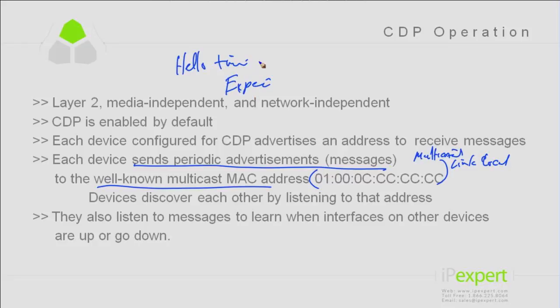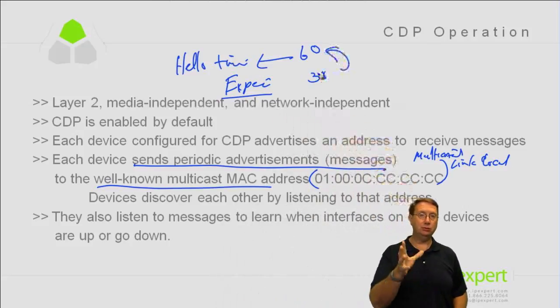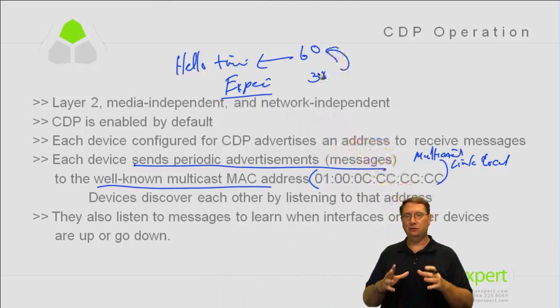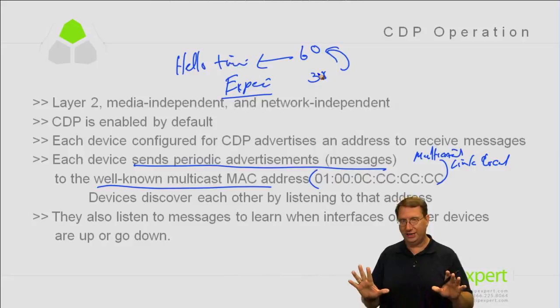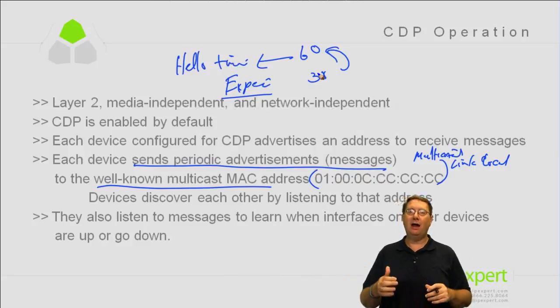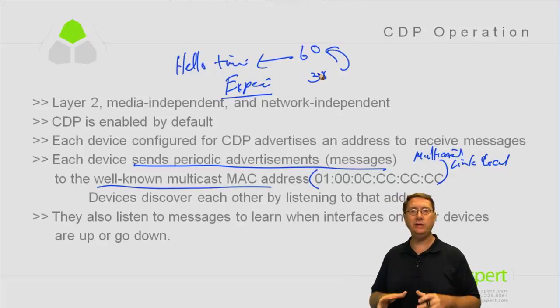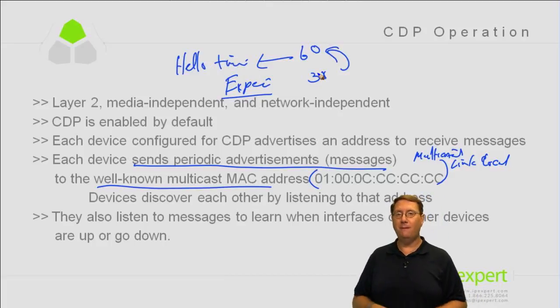Now, by default, my hellos are going to be every 60 seconds. My expiration time is going to be 3 times my hello. So what's going to happen is this. I will be able to expect to receive hellos from my neighbor on a fixed interval. By default, that interval is 60 seconds. We can change it, and we'll talk about that in the demonstration. Now, if I miss a hello, that's not a problem. If I miss a second hello, that's not a problem. If I miss a third hello, we've got a problem. And what's going to happen is that I'm going to remove information from my CDP table. Yes, there's a CDP table.